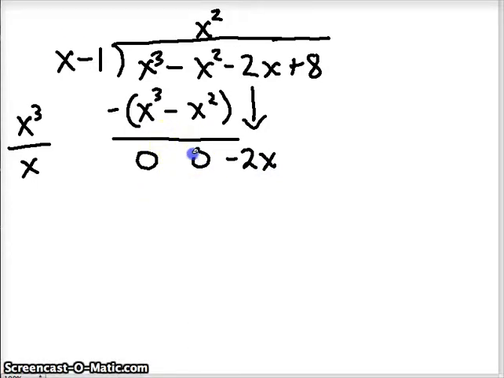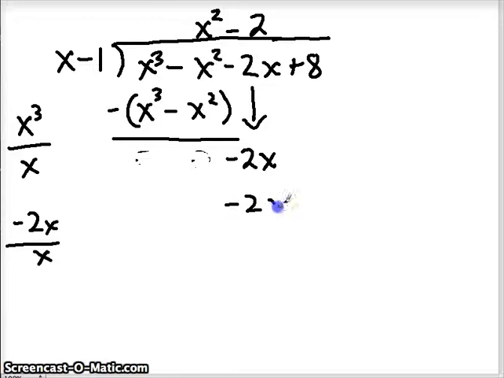Let me get rid of these zeros in case they're confusing. So now we ask ourselves, how many times does x fit into negative 2x? So negative 2x divided by x, well, negative 2 times, right? So negative 2. Multiply this by this, so negative 2 times x is negative 2x. Negative 2 times negative 1 is positive 2. So then we got to subtract, right? So this becomes positive 2x, so those will cancel. And then we got a negative 2.